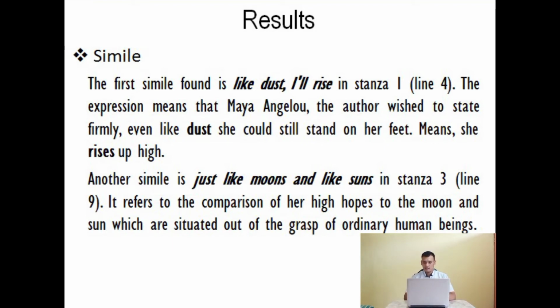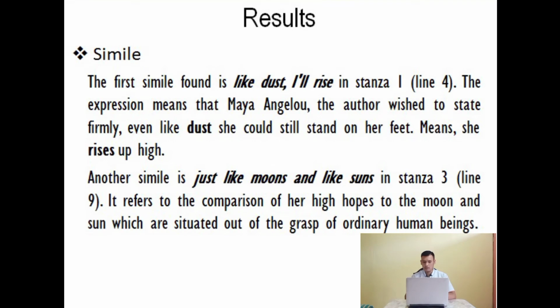And then the second simile is "just like moons and like suns," in stanza 3, line 9. It refers to the comparison of her hopes to the moon and sun, which are situated out of the grasp of ordinary human beings. So that is the sample analysis of the similes of the poem.